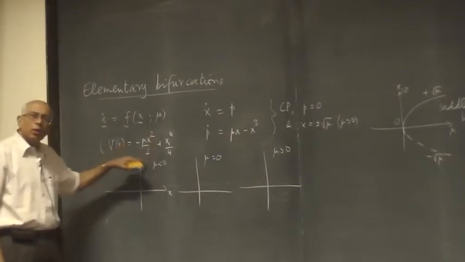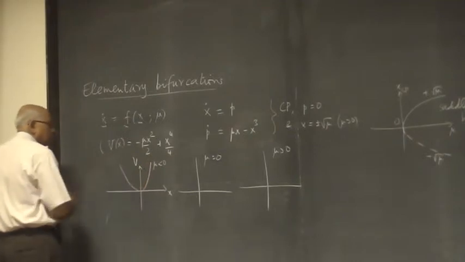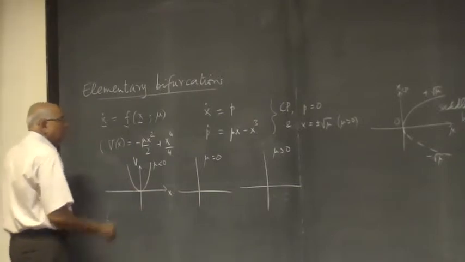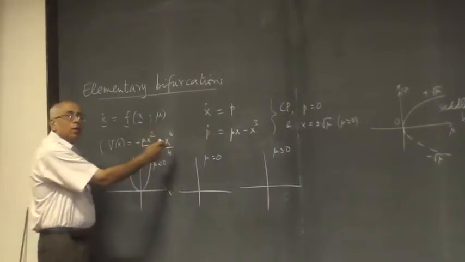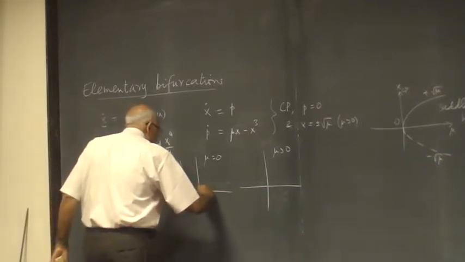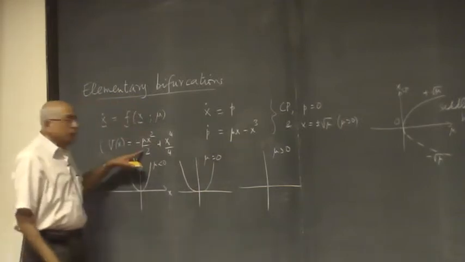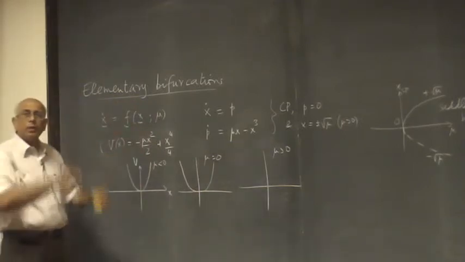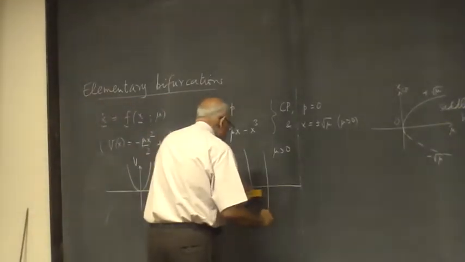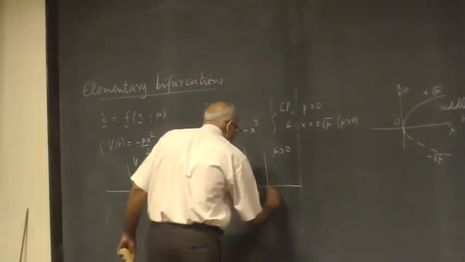For mu less than 0, it's a normal parabola, and then x to the fourth makes it go higher, so it's parabolic at the origin in this way, with a simple minimum at the origin. At mu equal to 0, it's a fourth order minimum. It's a very flat curve here. And for mu greater than 0, it's an inverted parabola near the origin, and then the x to the fourth term provides stability. So it's a symmetric curve, and it's our familiar double well potential.